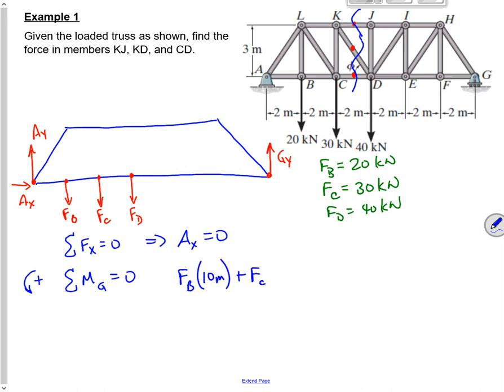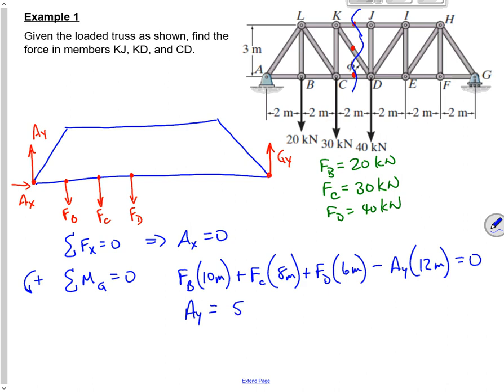Plus FC times 8 meters, plus FD times 6 meters, and then minus AY times 12 meters. And that has to be equal to 0. I solve for AY, and I find that AY is 56.7 kilonewtons. So far, so good.